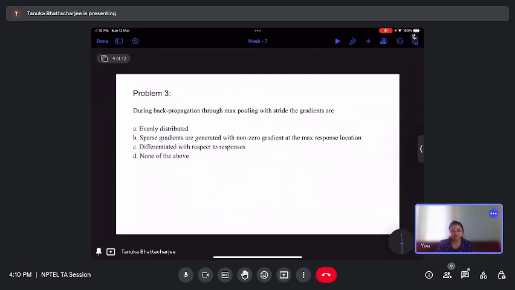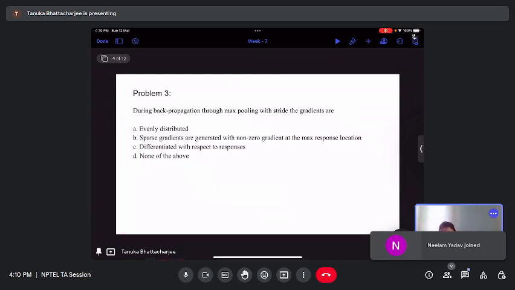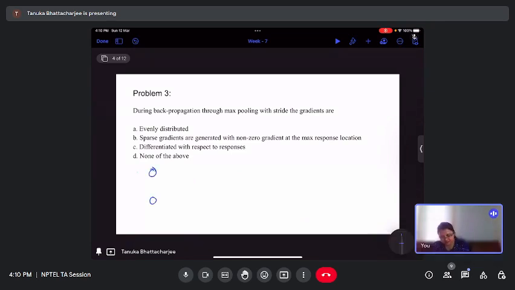During backpropagation through max pooling with stride, the gradients are what? Let us take the example that max pooling you can take on different window sizes or over different number of inputs. You can take the max pooling and you can shift the max pooling window by the stride value, and you can again take the maximum. Here let us say you have two inputs, x and y, and you are taking the maximum of that for doing the max pooling.